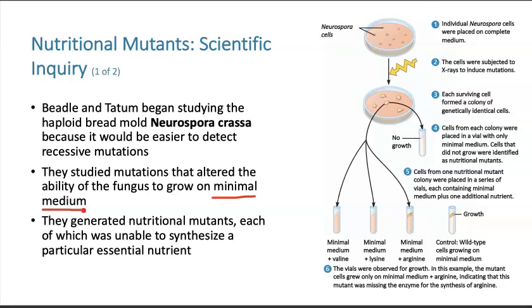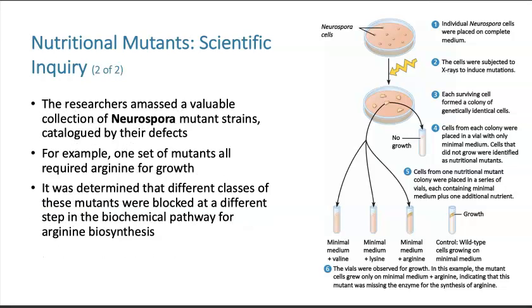So what they did was they caused some mutations to occur by exposing the Neurospora to X-rays, and that caused mutations. Then they grew those Neurospora in minimal medium, but they also grew them in other media, including valine. I don't know if you remember what valine is. We don't really talk about it much, but it's a kind of amino acid. Then they grew some in lysine, and they grew some in arginine. Again, all of these are types of amino acids.